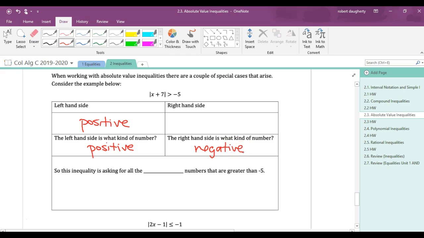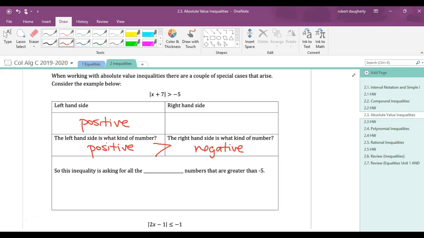What's the inequality that's in between them? Greater than, okay. Are there positive numbers that are greater than negative numbers? Which ones? All of them. All the positive numbers in the world are greater than all the negative numbers in the world.